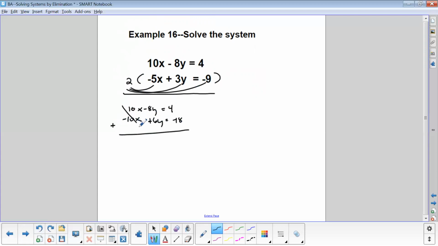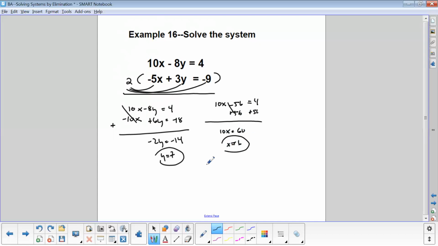So when I add those together, that eliminates, and I get negative 2y is equal to negative 14, so y is 7. So I'm just going to go back up here, say 10x minus 56, which would be 8 times 7 is 56 equals 4. I'm going to add 56, and I get 10x equals 60, so x has to be 6. So 6 comma 7 is the solution.